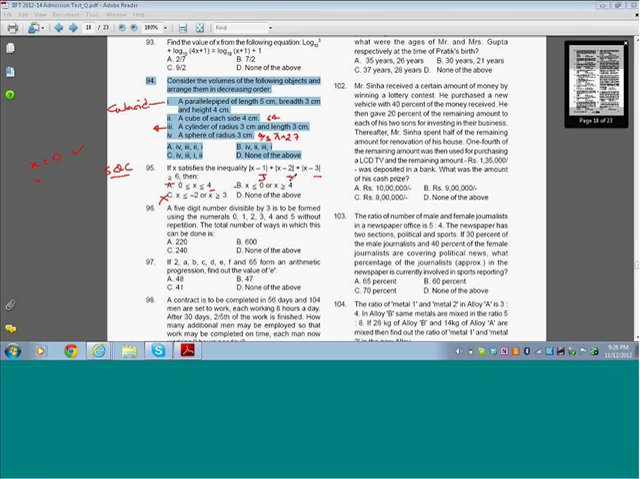Last year there was no sectional cutoff as far as we are aware. The overall cutoff was about 45 or 46 marks.